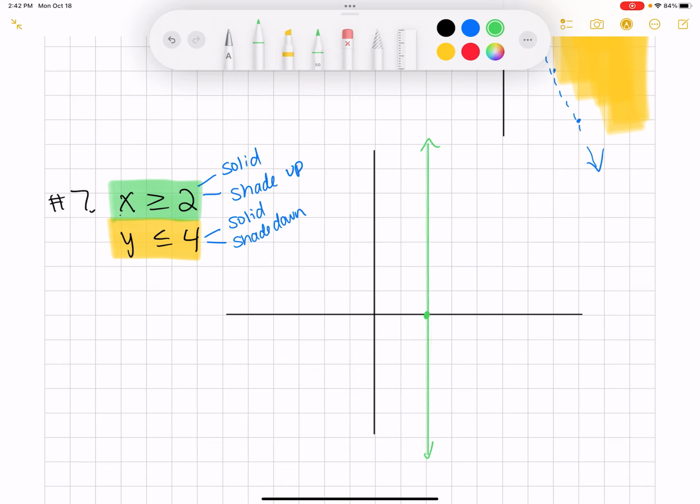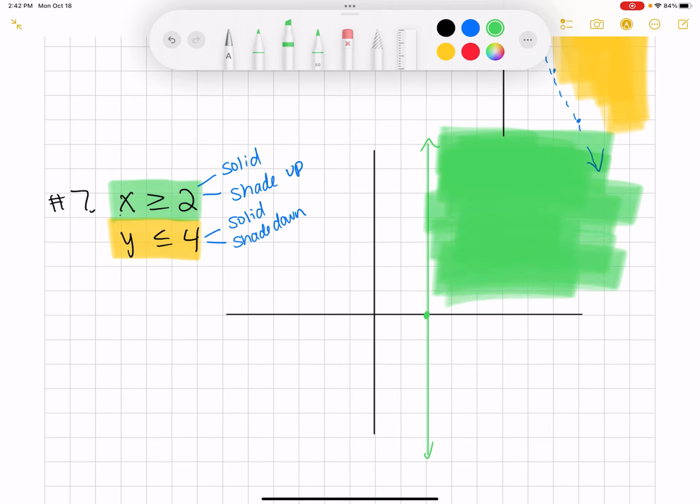Okay, so I graphed that. All right, now shade up. That's a little confusing, right? In this case, it means shade in the positive direction. So yes, we're going to shade to the right. Good job, Dylan. I said right.